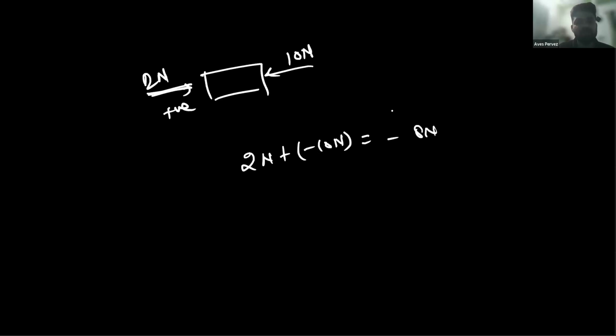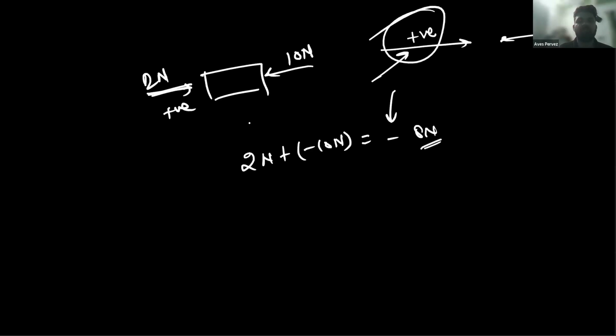But here the minus is indicating the direction. If there is a minus sign, it means that if you have chosen this as positive, then this 8 Newton force will be acting in the opposite direction of this one. The negative sign indicates only direction. You understood? Got it? So note it down.